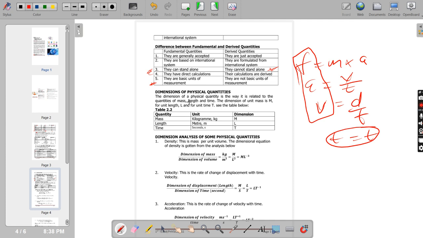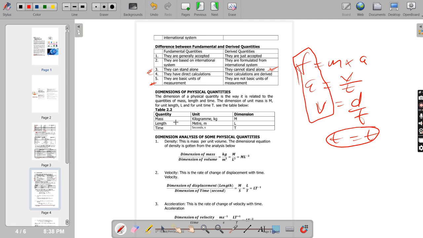Now, the dimension of a physical quantity is the way it is related to the quantities of mass, length, and time. In other words, the way a quantity is related to fundamental quantities. The dimension of unit mass is M, for unit length L, and for unit time T.